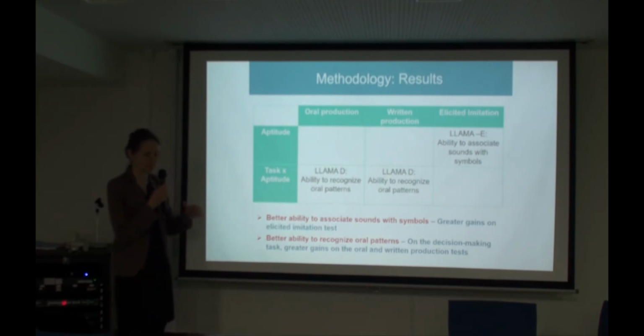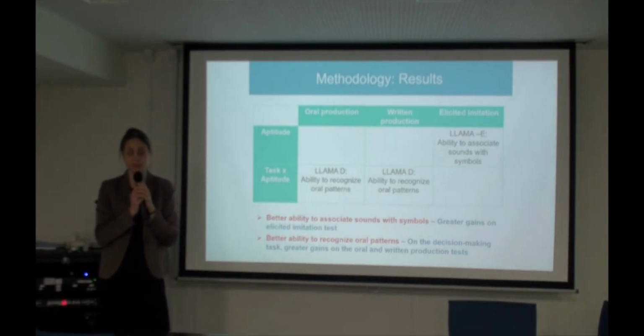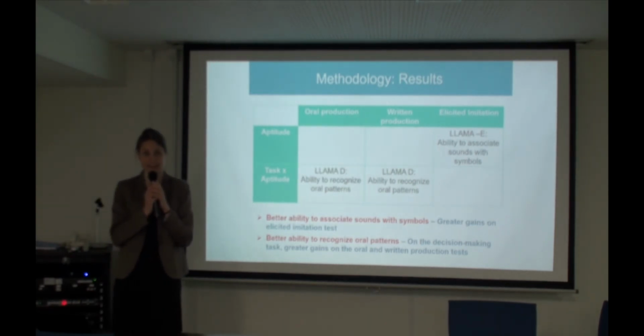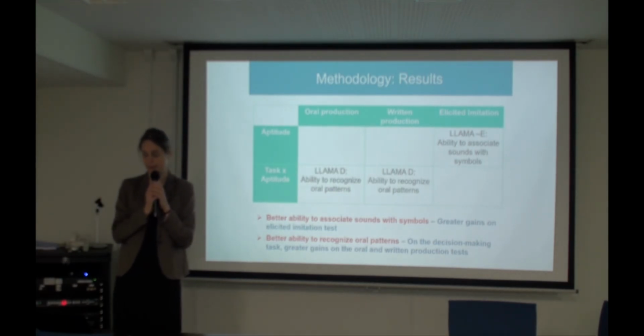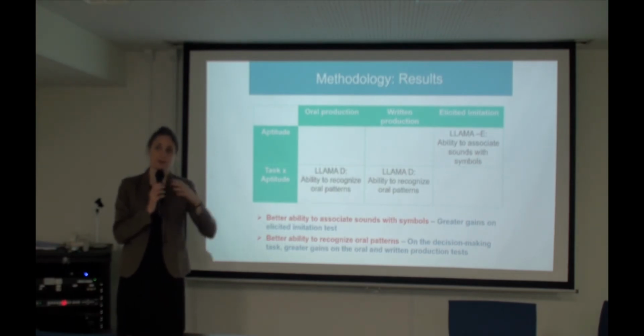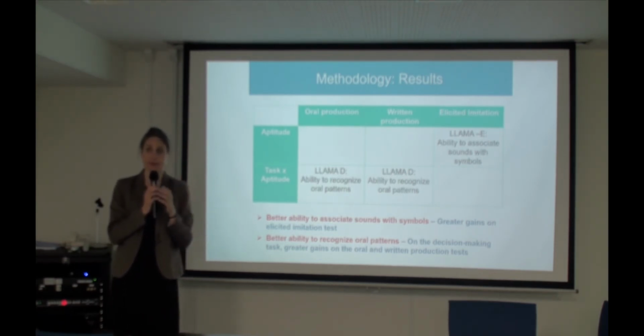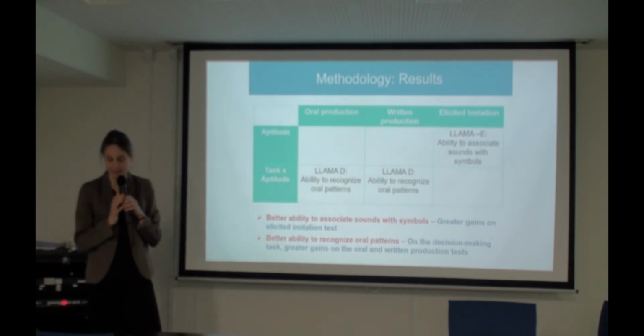So just briefly to summarize what we found, learners who had better ability to associate sounds with symbols showed greater gains on the elicited imitation test, and those who had better ability to recognize oral patterns, on only one of the tasks, the decision-making task, achieved greater gains on the oral and written production tasks. So what is important here, again, we had two different instructional conditions. There was a difference between the two tasks, and the learners benefited differentially during the two tasks, and working memory played a different role.